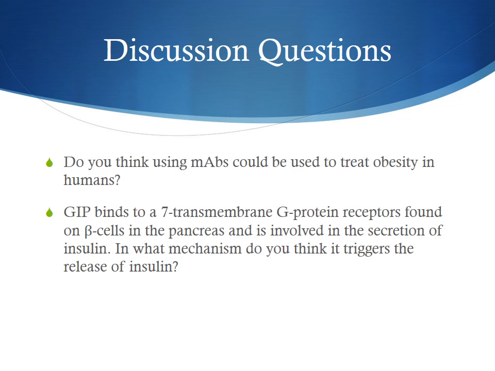My discussion questions were: do you think using antibodies could be used to treat obesity in humans? And my second question is: GIP binds to a 7 transmembrane G protein receptor found on beta cells in the pancreas and is involved in the secretion of insulin. What mechanism do you think it triggers for the release of insulin?